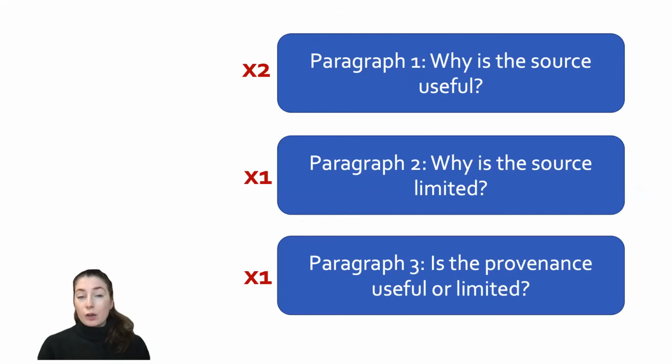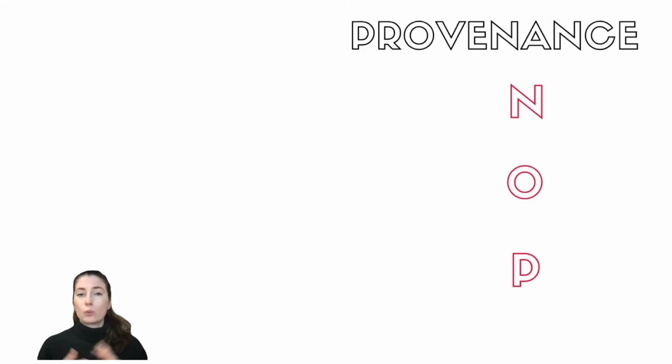In terms of going back to our structure, I would suggest you try and find 2 points for why the source is useful, 1 reason why we might say it's limited, and then 1 comment, or perhaps if you can manage 2 comments on provenance to say why the provenance either helps us, is useful, or hinders us, is limited. So provenance, what is it? Now, every time you're given a source, you'll be given a description at the bottom of the source, which runs through what it is, what it's called, perhaps what it shows, where it was made, who it was made by. And all of that information is the source's provenance.